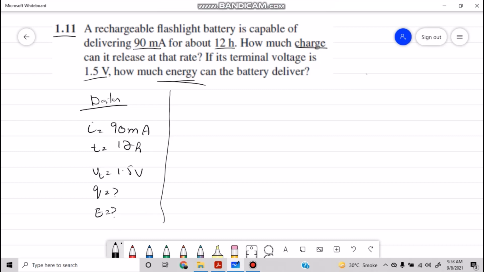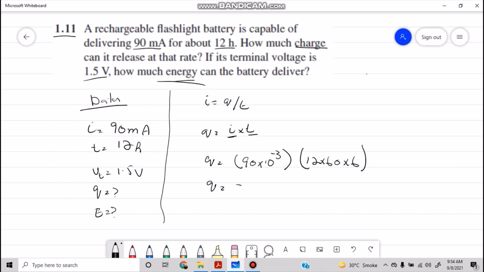We know the formula of current, which is I equals Q over T. In this question we have to find the charge, so we can use the same equation as Q equals I multiplied by T, the current for a particular time, which is 12 hours. We just put the values. Q equals 90 multiplied by 10 to the power minus 3, meaning 90 milliampere, and then 12 hours we convert into seconds, so 12 multiplied by 60 multiplied by 60. Then we get Q equals 3.888 kilocoulomb.